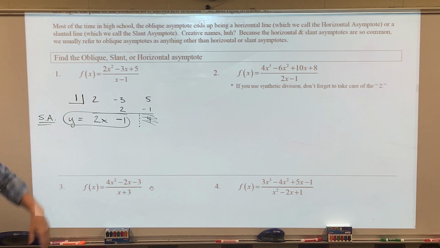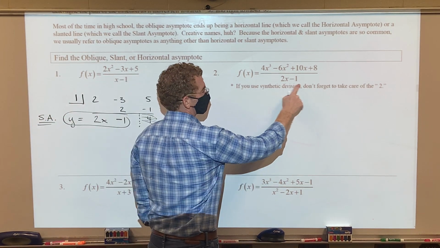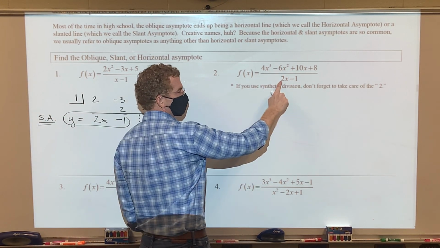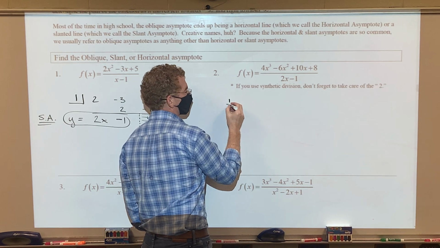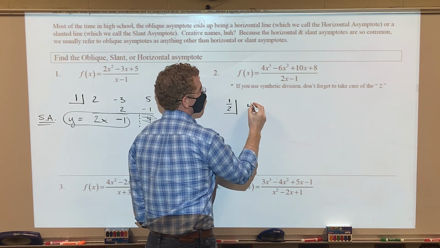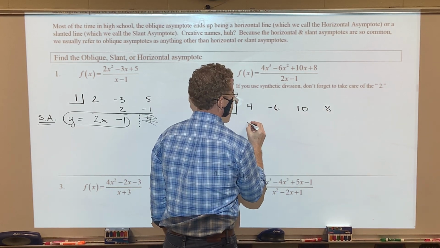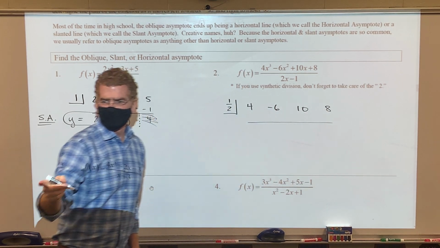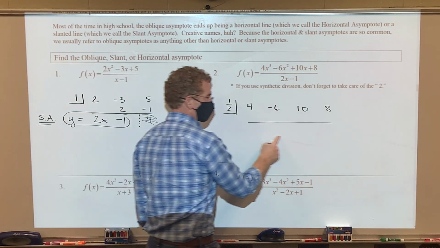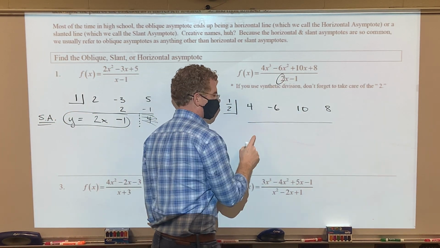All right, what about this then? Do you remember, is there any difference here when it comes to doing the synthetic division? And yes, I'm going to do 1/2, but is there anything different I have to do to finish this guy up? So when I'm finished, because I led with a 2, I've got to divide everything by 2.